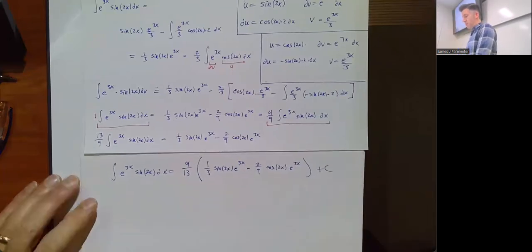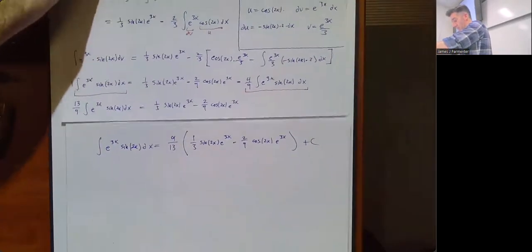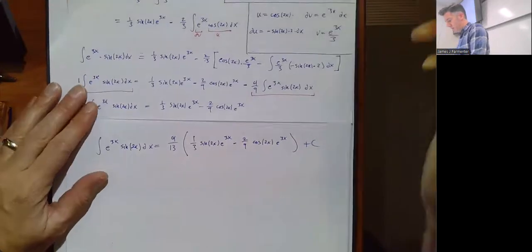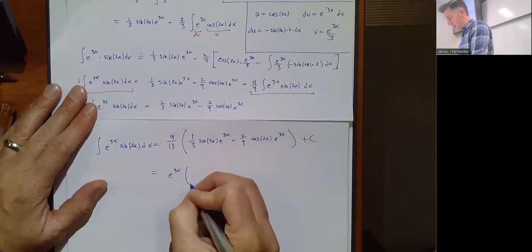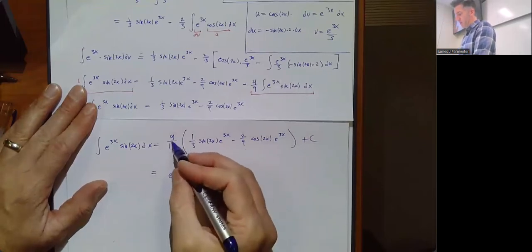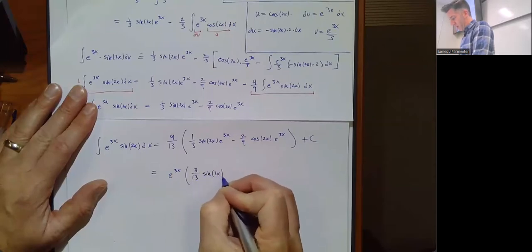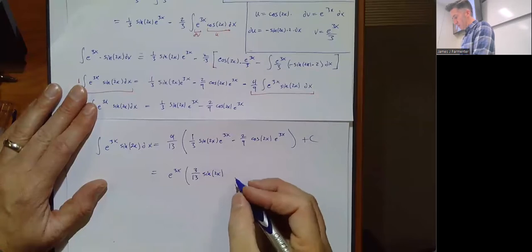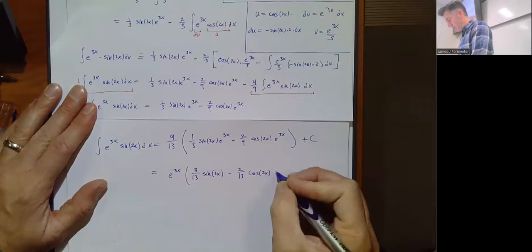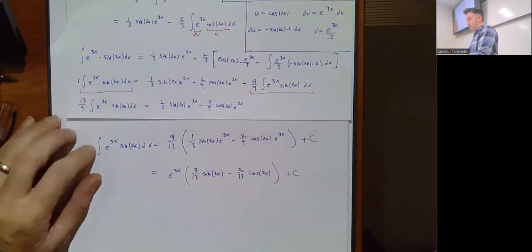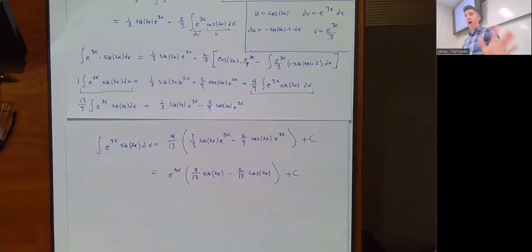If you wanted to simplify this, there are 2 things you could do. You could factor out e to the 3x, which I think is not a bad idea. So we could rewrite this as e to the 3x times, and then we could distribute the 9/13 in. 9/13 times 1/3 is 3/13 sine of 2x, and 9/13 times 2/9 is going to be 2/13 cosine of 2x. I'm not writing the e to the 3x's because I factored them out. That's probably a more typical way of writing this answer. So, kind of a lot.